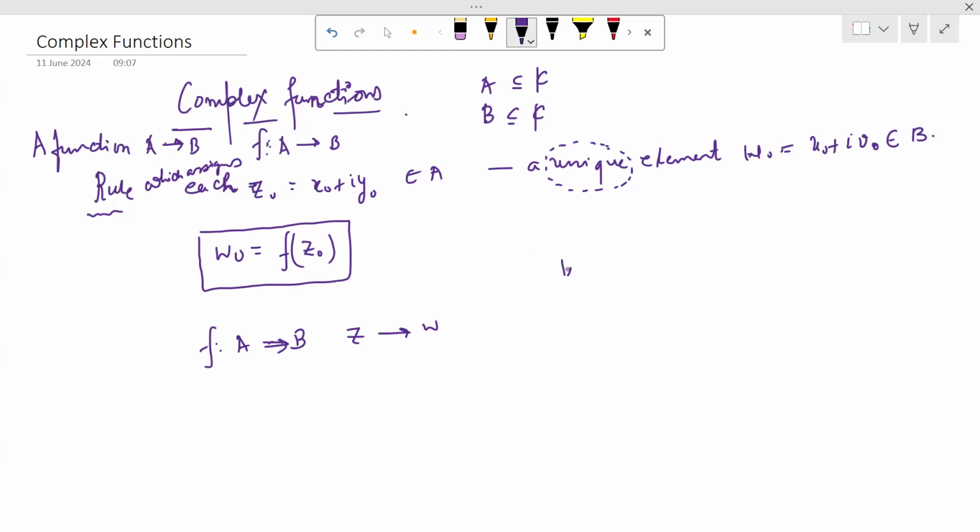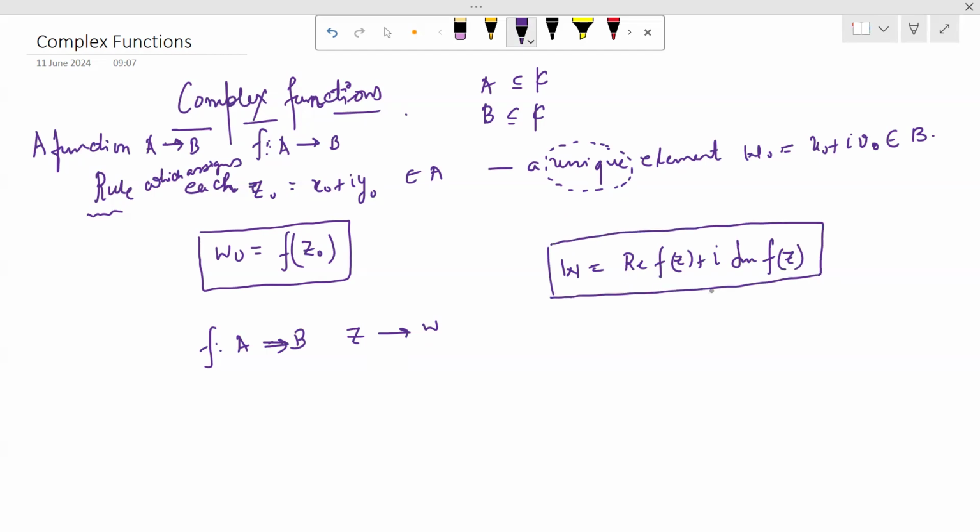So what would be W? W would contain two parts. It will contain the real part of Fz plus iota times the imaginary part of Fz. So what will W contain? The image of Z will be again an ordered pair.